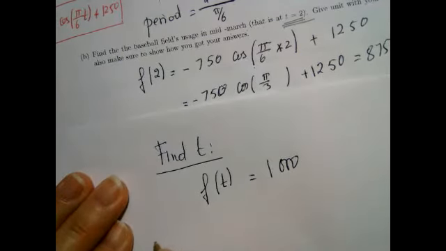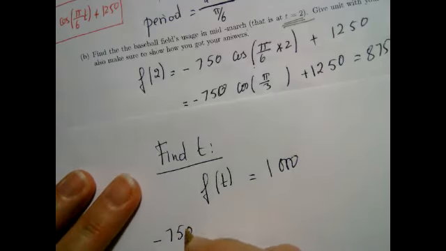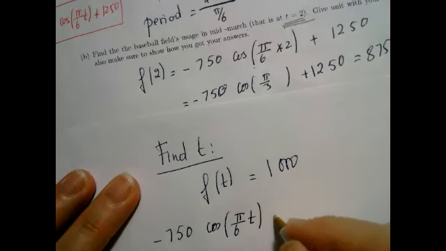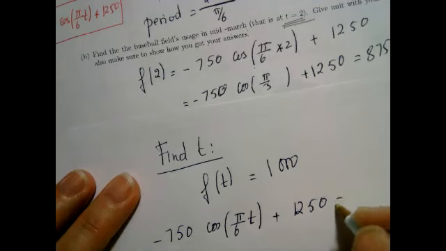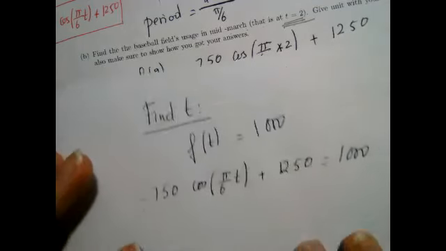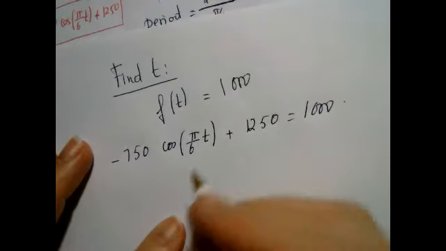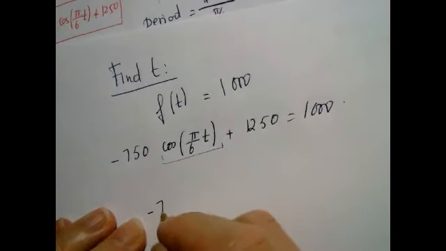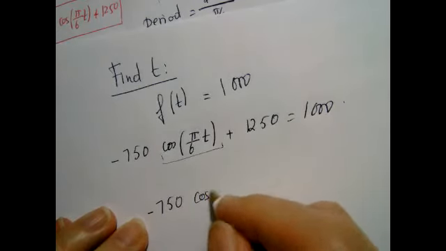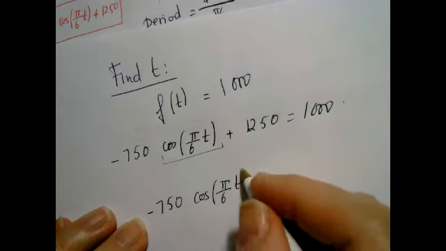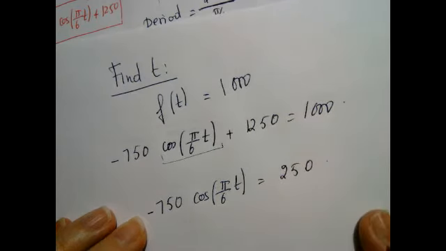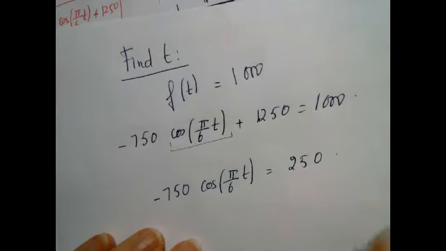So we're going to set f of t equal to 1000. So this is minus 750 cosine pi over 6 t plus 1250 equals 1000, and I need to solve for t. It looks hard, but actually it's not. We need to isolate the cosine to be able to solve for it. So I'm going to take away 1250 from both sides, which would leave me with 250. I need to isolate this term to be able to do anything.